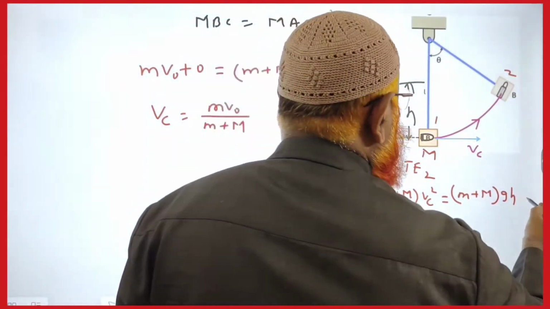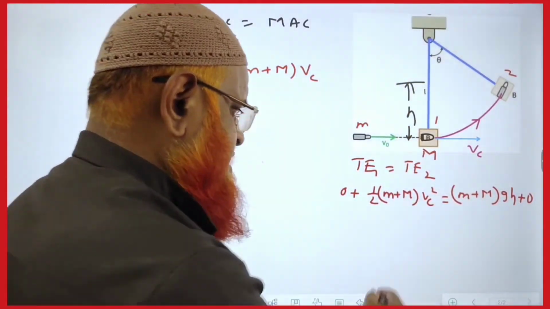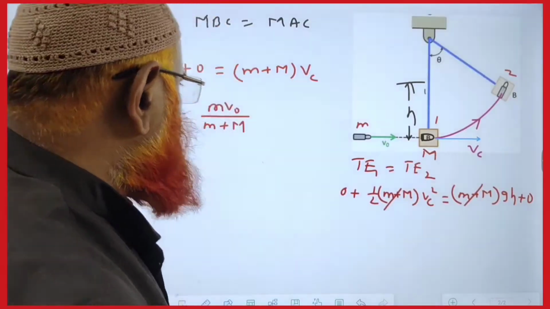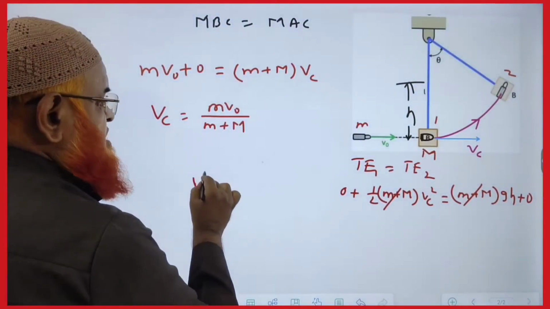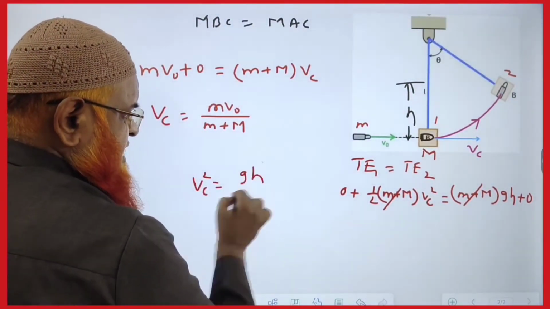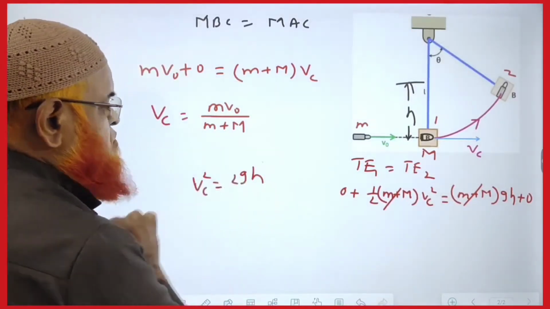And there the kinetic energy is going to be 0. Therefore, this is the concept here. So this is going to be cancelled. Then what is going to happen here? Therefore, Vc square is equal to Gh, and this 2 goes to that side, becomes 2Gh.